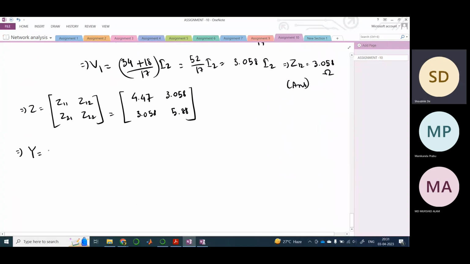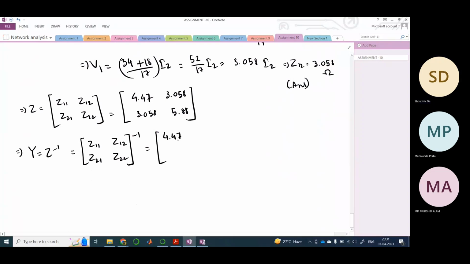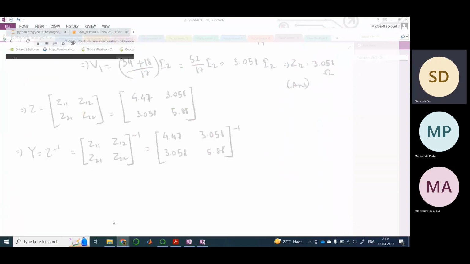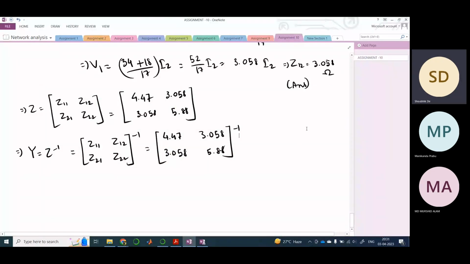See, we found out that y is z inverse, right? Because z is impedance, y is admittance, right? So therefore this would be the inverse of this matrix. So that is where this problem was given. So therefore this is right. So I hope this is clear, guys. This part, why we are doing.